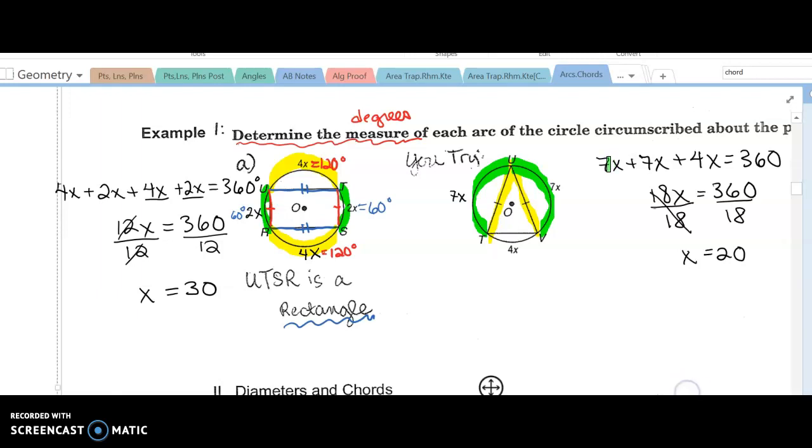So then when I go to solve this, all the arcs add up to 360. So 7x plus 7x plus 4x adds up to 360. So that's 18x. Divide by 18 to get x by itself, and you get x to be 20. And then we just plug that back in. 4 times 20 is going to be 80. 7 times 20 is going to be 140.